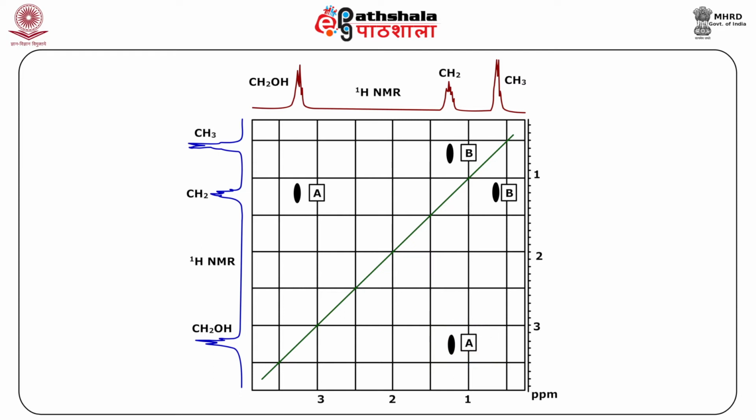And this corresponds to the coupling of the CH2 group and the adjacent hydrogen on the CH2OH group in this particular molecule, that is 1-propanol. Similarly, look at the peak marked B here. This indicates a coupling interaction between the hydrogen at 0.7 ppm and the hydrogen at 1.3 ppm, and this corresponds to the coupling of the CH2 and CH3 in 1-propanol. And there is a second set of equivalent peaks also marked A and B on the other side of the diagonal, as you can see here.